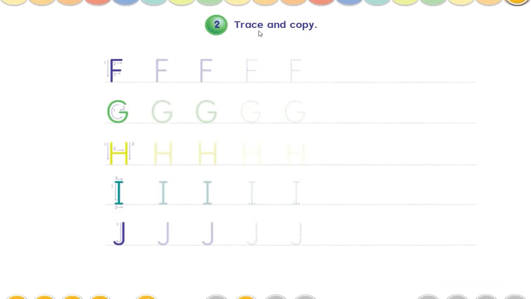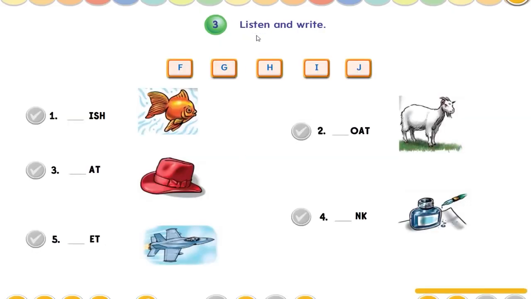2. Trace and copy. قم بكتابة هذه الأحرف حسب خطوات الكتابة 1, 2, 3. الآن كرر هذه الأحرف مرة أخرى. 3. Listen and write. استمع واكتب. استمع للحرف المطلوب في كل صورة من الصور وضعه في الفراغ.